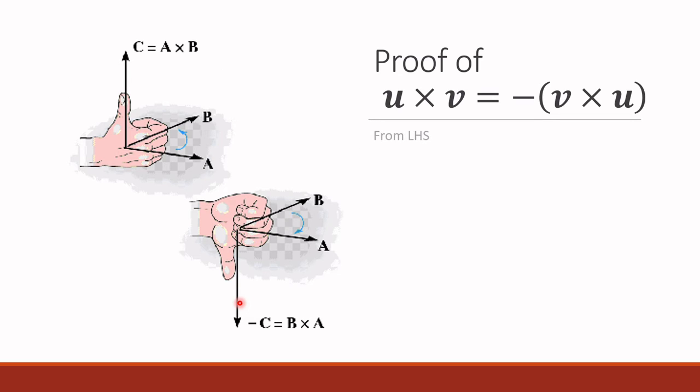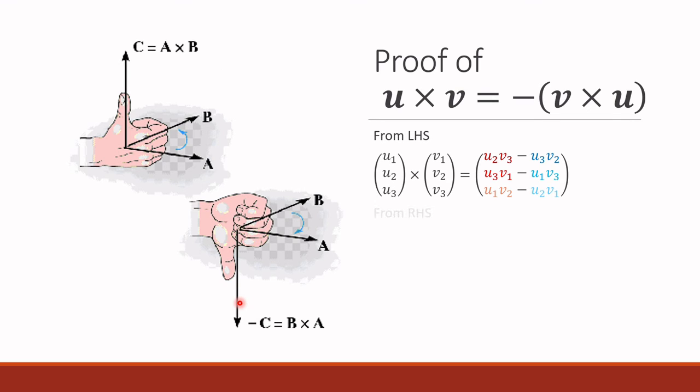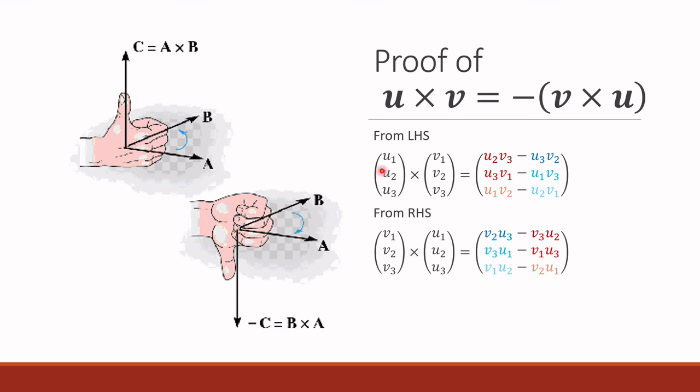Proving this using the maths way is pretty straightforward. You can just prove from the left hand side to the right hand side. You compare the elements and you realize that the elements are just the negative of the other one. You can see the sequence is different, so it's a negative of the other one.